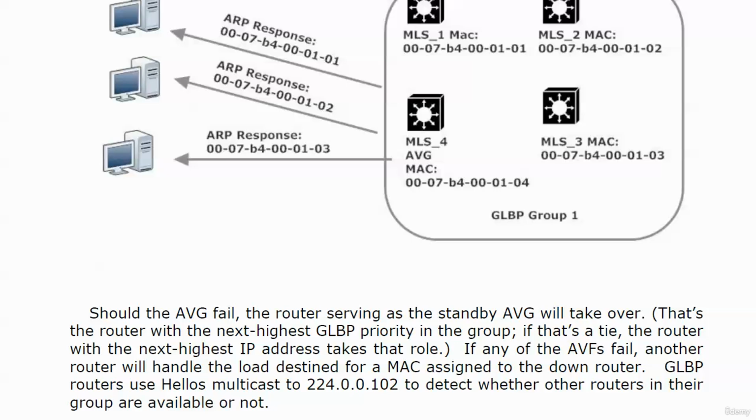Well, what happens is another router steps in and says, I'll handle that load. I will take the traffic destined for that MAC address that was assigned to that router that is now down. We're going to see that in action as well. Now, GLBP routers use Hellos multicast to 224.0.0.102 to detect whether other routers in the group are available or not. They're always talking to each other, and believe me, I mean always.